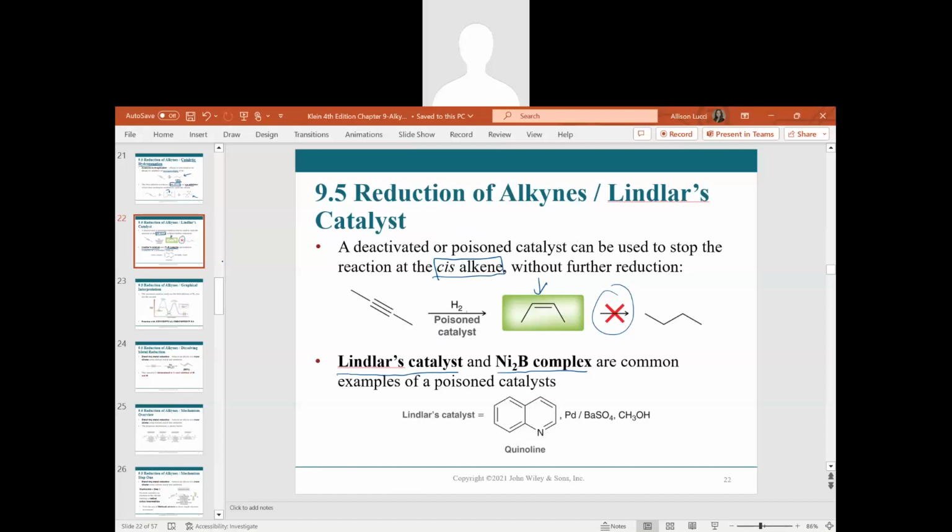So we have this molecule here, this quinoline. We have a palladium and barium sulfate combination here, and then we also have methanol. So all of these combined give us Lindlar's catalyst or a poisoned catalyst in general.